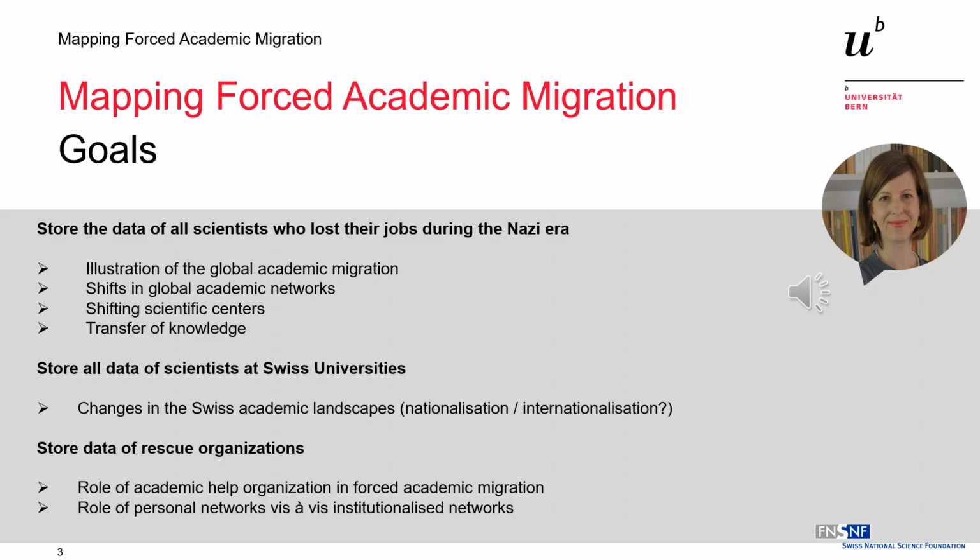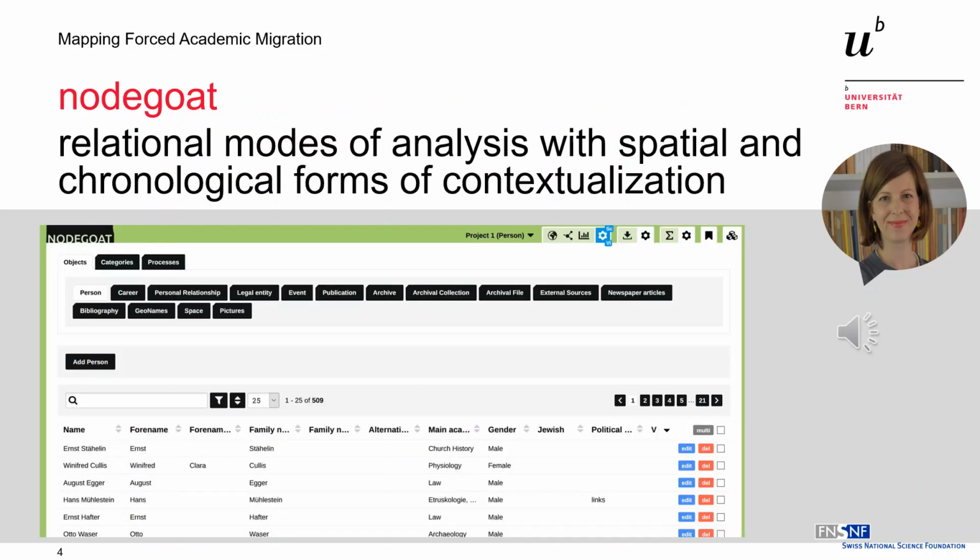And then furthermore, we also store the data of rescue organizations in order to study the role of academic help organizations in this forced academic migration. This is also to see the role of personal networks vis-à-vis institutionalized networks. So as you can see, we do grasp this term mapping quite broadly. In a nutshell, we are interested in the interplay between structures, institutes and knowledge across time and space, and to bring this on a map.